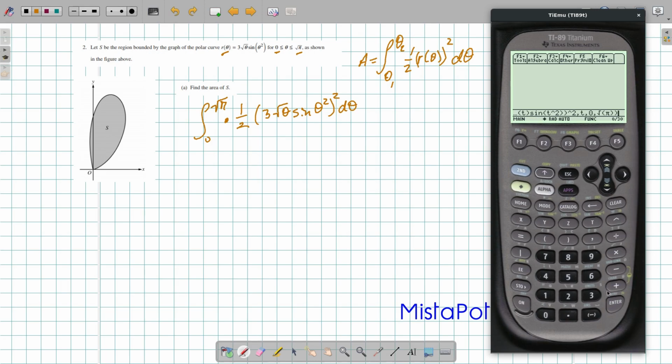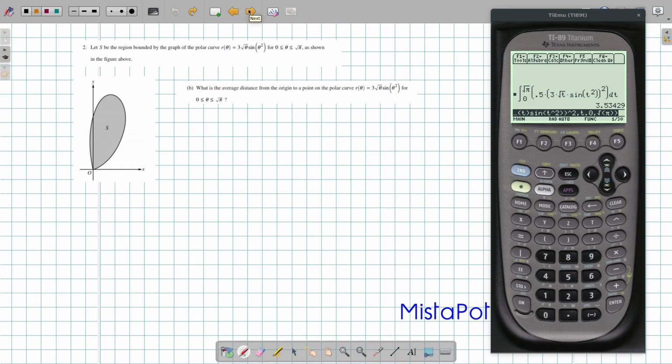And when I evaluate this, I'm going to get an area of 3.534. So there's my area. That's part A. On part B, it says, what is the average distance from the origin, that's going to be here, to a point on the curve?